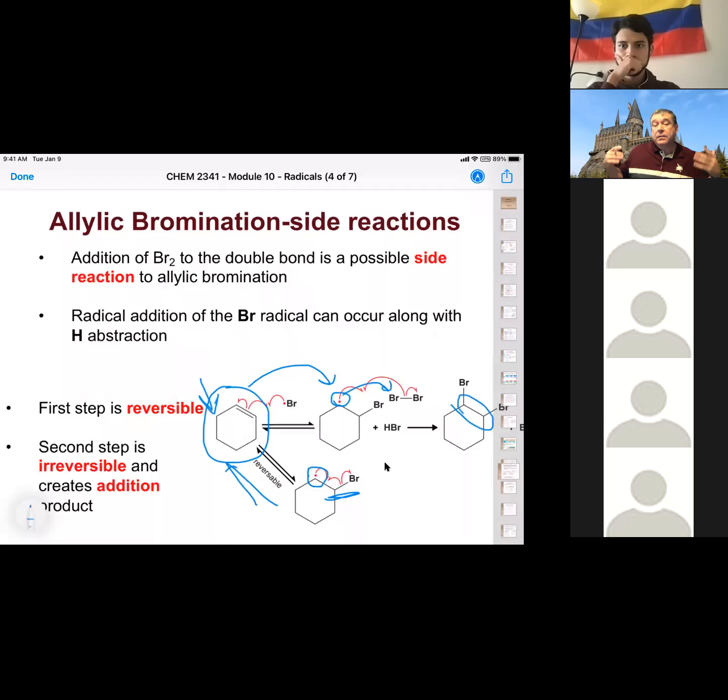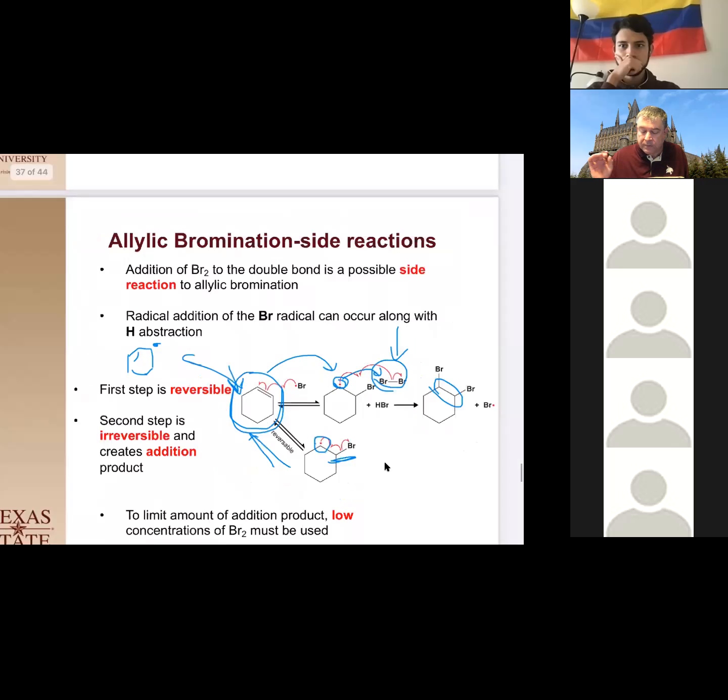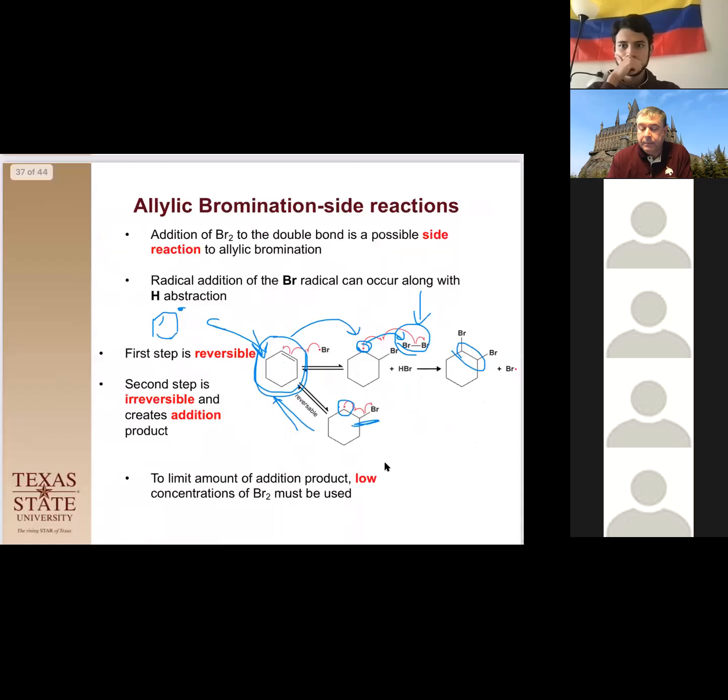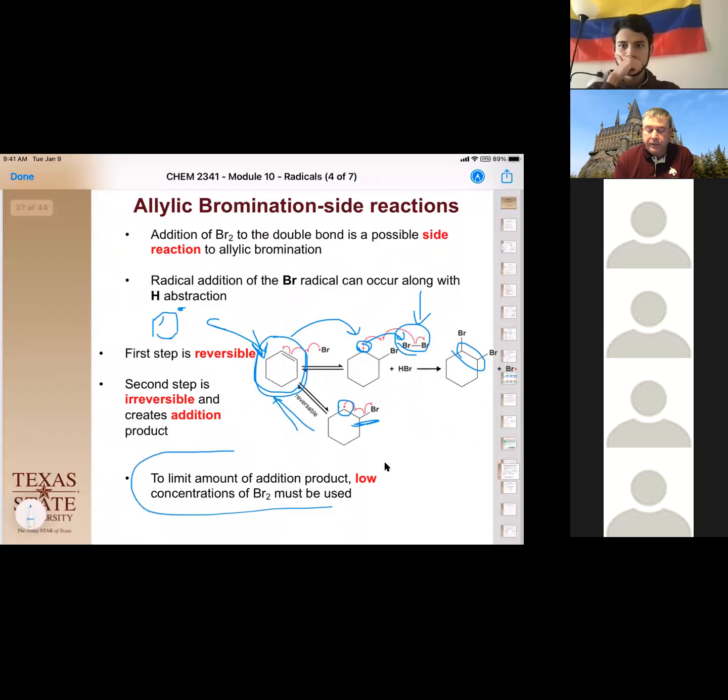And so to help us stop that, what we want to do is have a very small concentration of bromine at any one time. And that lets us have the formation of our allylic radical. And this type of abstraction cannot happen. If we have very little of this in the solution, then this can go back to our alkene, and then it can go by the preferred process of creating our allylic radical. So to inhibit this right here, we want to keep a low amount of bromine in there.